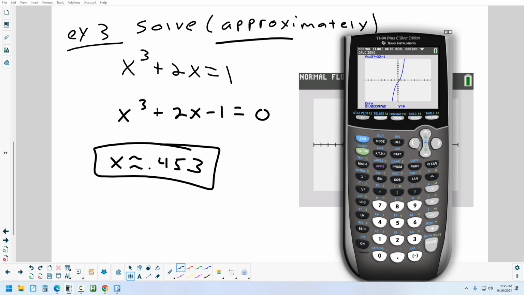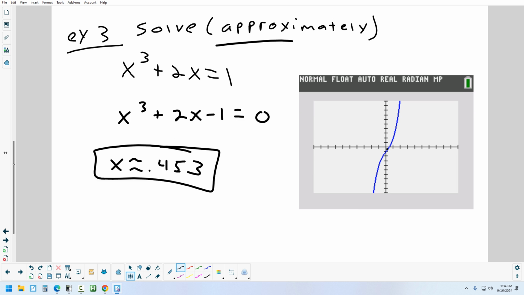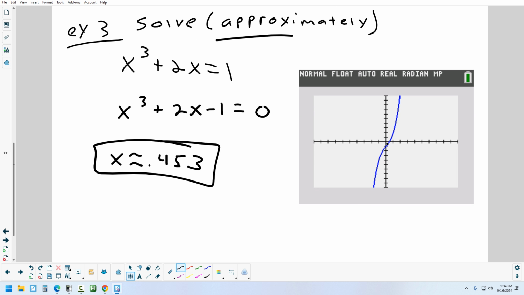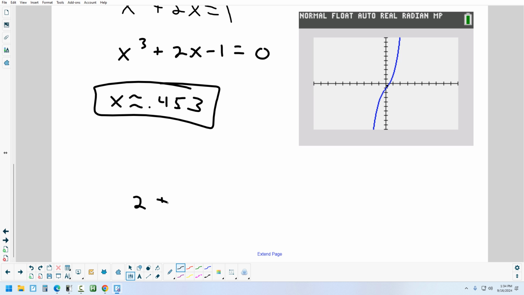Why is it approximate? The problem says so, because it's a decimal. It's not an exact answer. But isn't a decimal an exact answer? No. What is an exact answer then? An exact answer might have a square root in it when you do the quadratic formula. When we're doing a cubic, we don't have a way, and we won't be learning a way in this class, to get an exact answer to something like that. But an exact answer would be if you had a quadratic and you did the quadratic formula, and you wrote your final answer like this.